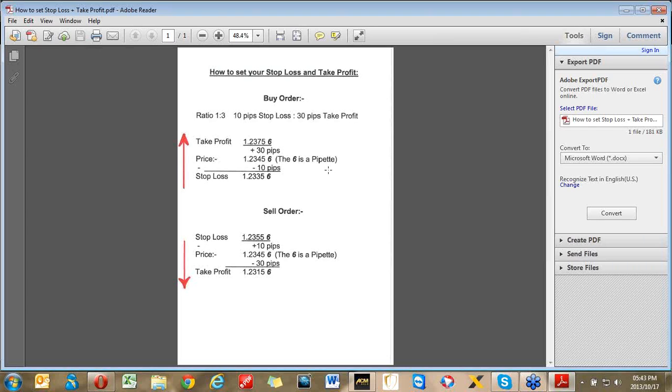So now, I have used an example of a ratio of 1 and 3. You can use 1 and 4, 2 and 6, 5 and 10. It's entirely up to you. But for the purpose of the exercise, I'm using a ratio of 1 and 3. In other words, I'm saying I'm prepared to lose 10 pips if it goes against me. However, if it goes in my favor, I'm going to make 30 pips from that particular trade that I put in. And the beauty of this is that I can set this up before the time.